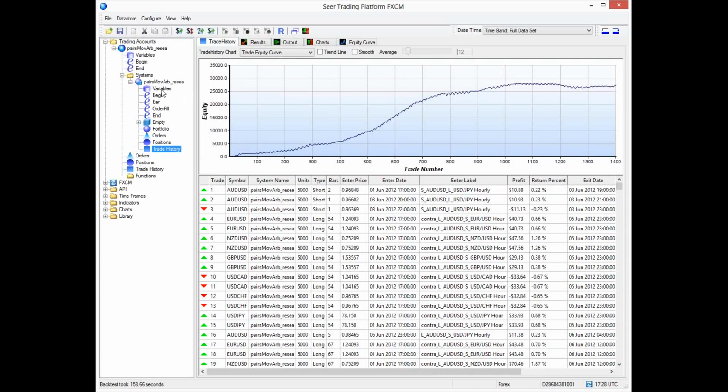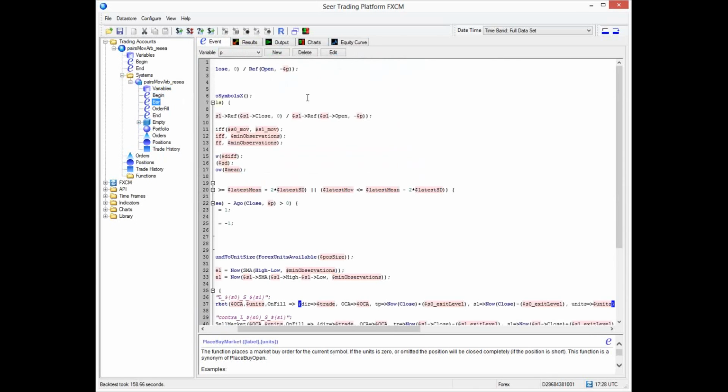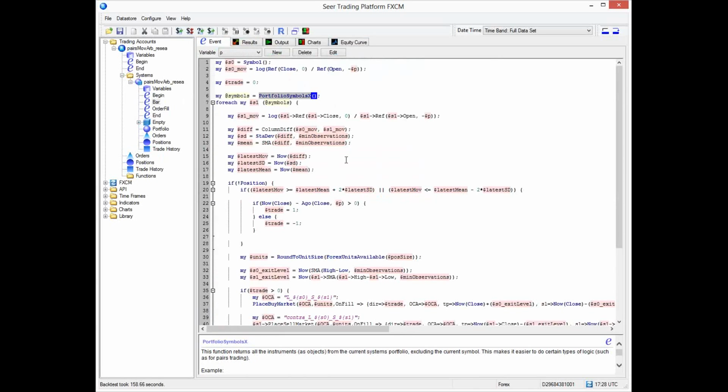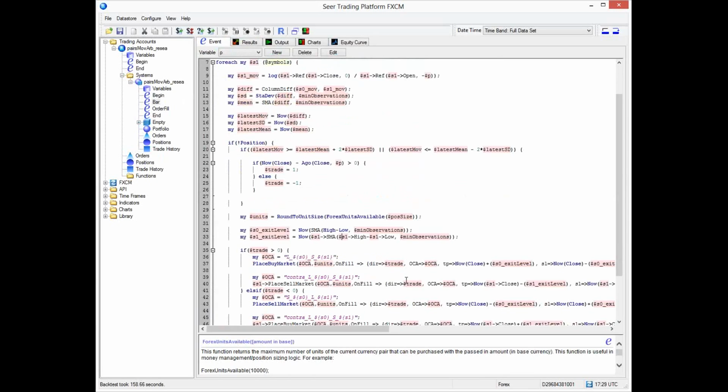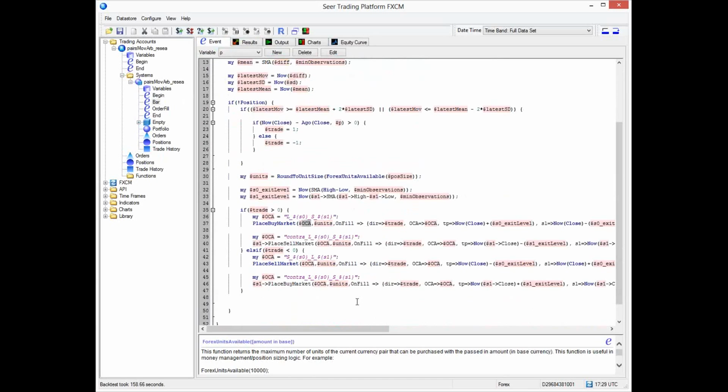Essentially, that was, I guess, about a half an hour presentation. I quickly want to run through what we did from a pairs trading strategy. Very important, this portfolio symbols X function, which returns back the list of instruments which are not in your current context. Very important is your Forex units available, which gives you exposure which is equal in both directions of your positions, no matter what currency you're actually trading. That is very, very important. And of course, the OCA groups. The OCA groups are important because they allow you to make sure that your stop losses and take profits are cancelled. Okay, that's the end of my presentation.